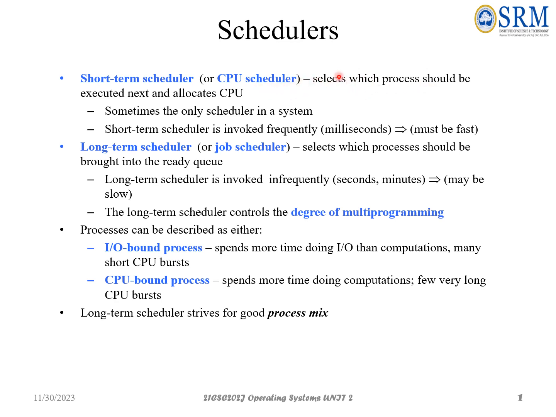That's what it represents: select which process should be executed next and allocate the CPU. We are allocating a processor to a particular process for execution. And here we have something called IO-bound process or CPU-bound process. A process spending more time on IO operations than on computation, we can term an IO-bound process. If it is a CPU-bound process, it spends more time on computation than on input-output operations.